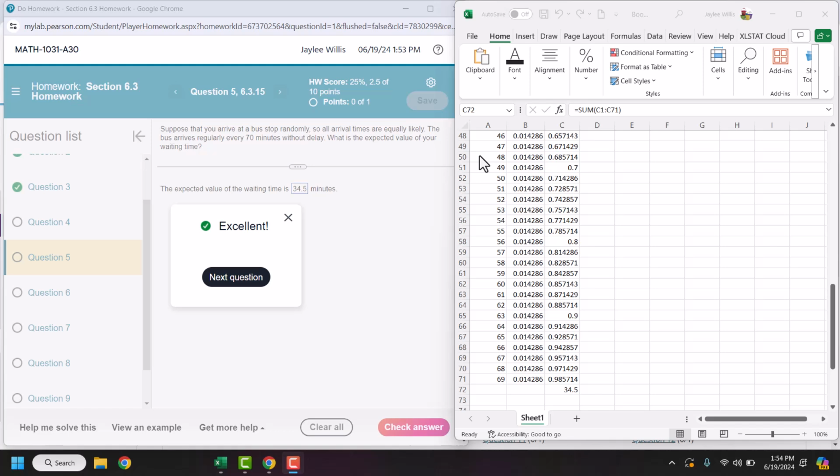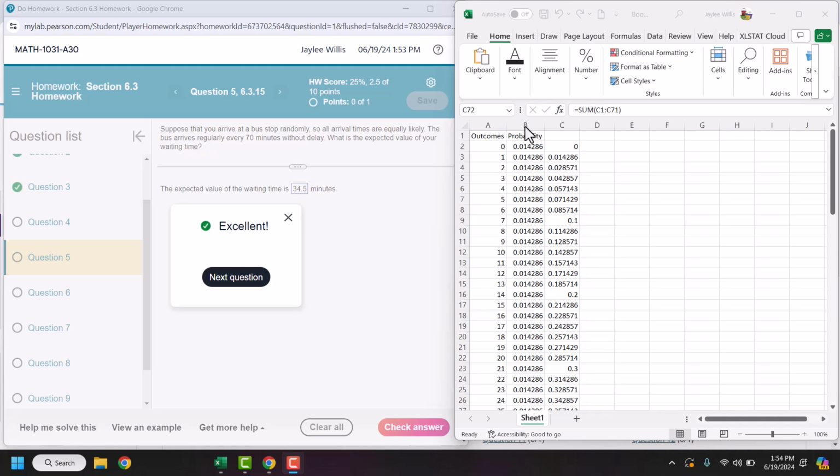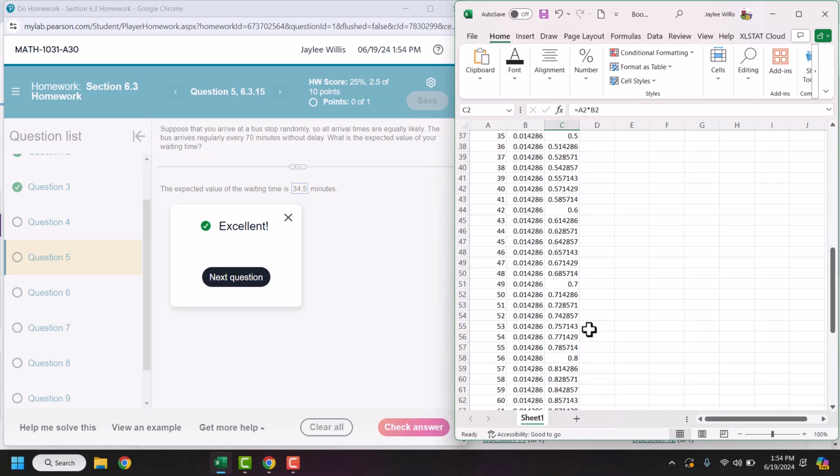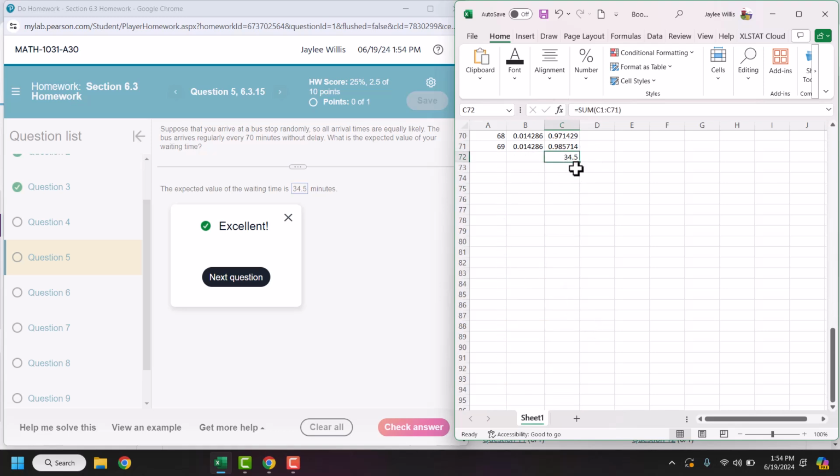And the way that you would find the expected value for any expected value problem is similar, where you just list out the outcomes, list out their probabilities, multiply each individual outcome by its probability, and then add those results up. And basically what this expected value is telling you is that on average, if you were to show up randomly to the bus stop every day for a large number of days, on average, you would wait about 34.5 minutes. Now, sometimes you would wait more than that, sometimes you would wait less than that, but on average, you would end up waiting 34.5 minutes.